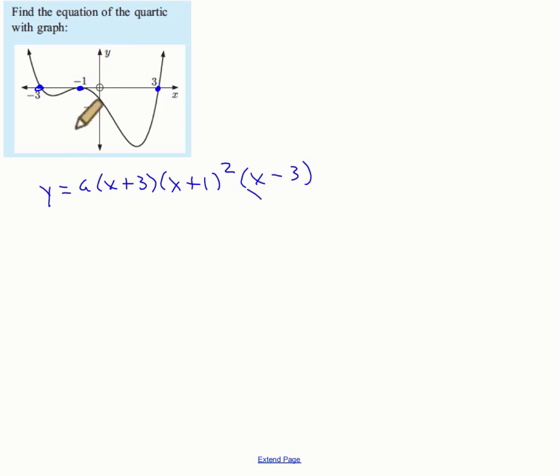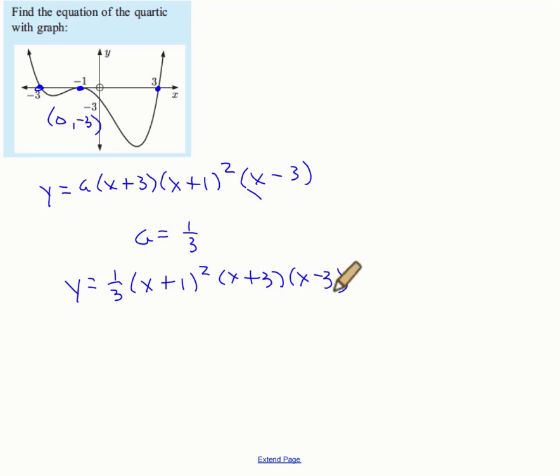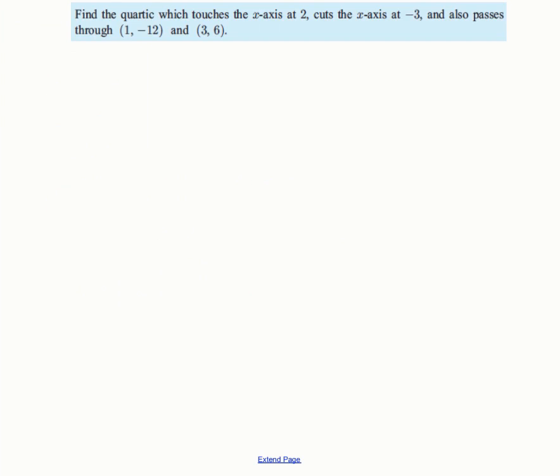When x equals 0, we have the point (0, -3). Substituting into here, we can solve for a. I will tell you that a equals 1/3 instead of boring you with algebra that you know how to do. So y would be equal to 1/3, and we really should list the squared first, in descending order of powers: x plus 1 squared, x plus 3, x minus 3, and we have the equation of our quartic.